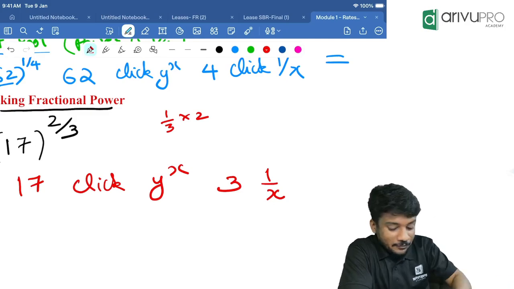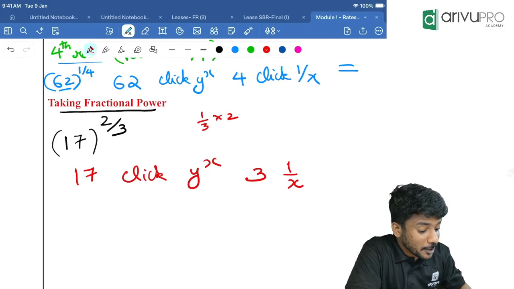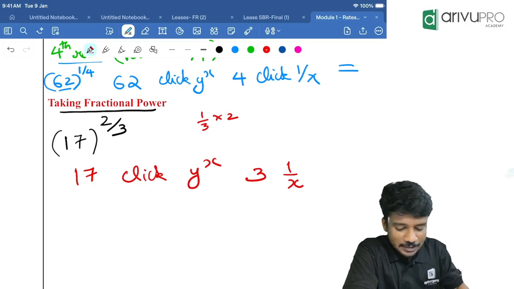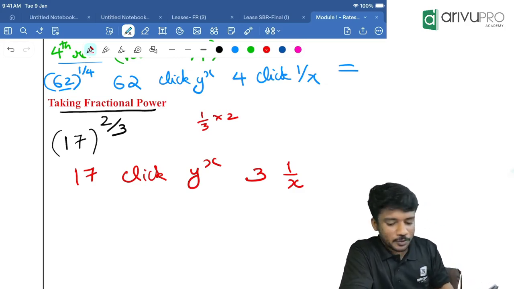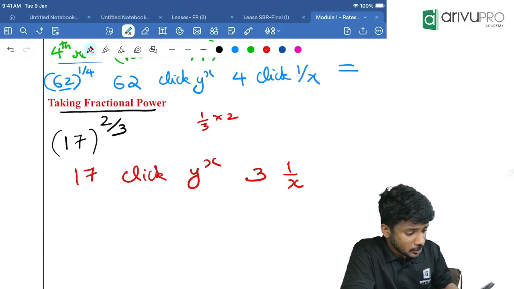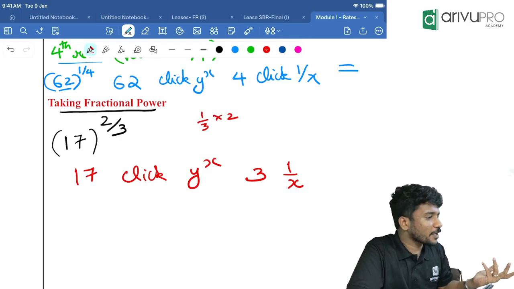Try. If you are getting it, you should tell me. Otherwise, why is it not coming? Clear everything. Type 17 on your calculator, then click y raised to x. Then type 3, click 1 by x, then click multiply. Once you click multiply, a wrong answer comes up.